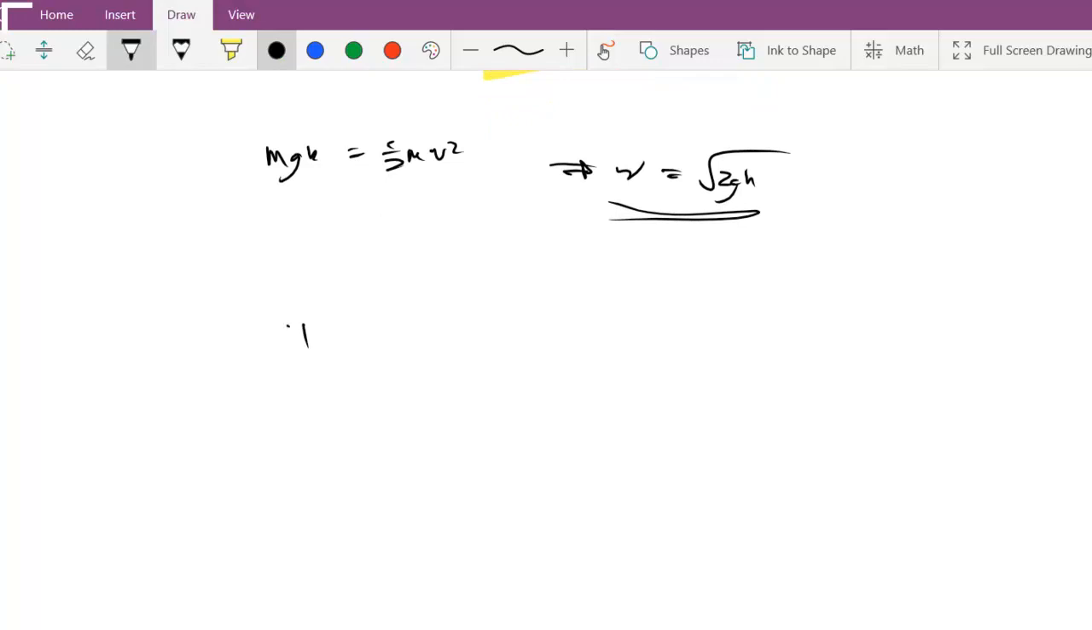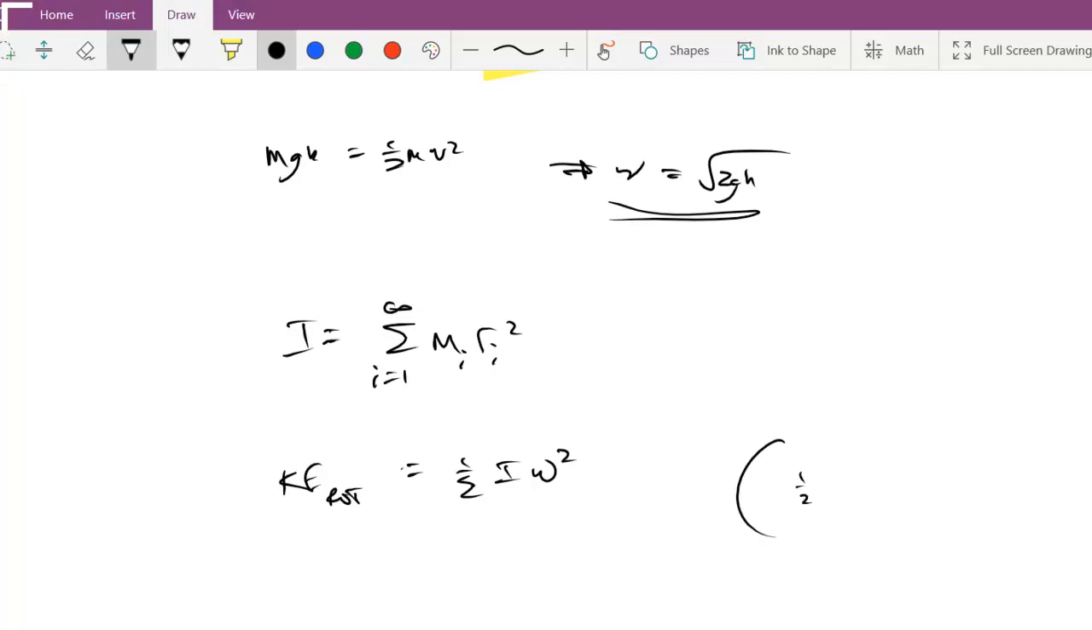Rotational inertia is equal to the sum of all the masses times how far away each mass is squared. This is the sum from i equals 1 to infinity, and rotational kinetic energy is equal to 1/2 times the rotational inertia times the rotational velocity squared. This is very similar to 1/2 mv squared.